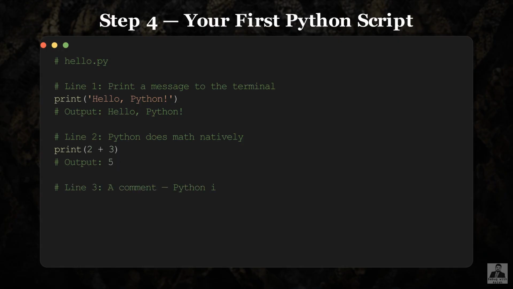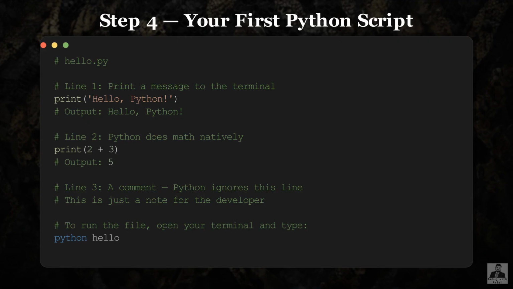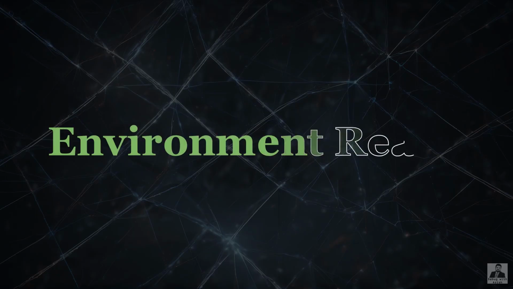The hash symbol starts a comment. Python completely ignores everything after it on that line. Comments are notes for you and your team. To run this file, open your terminal, navigate to the folder where the file is saved, and type python followed by the file name. Your Python environment is now ready.